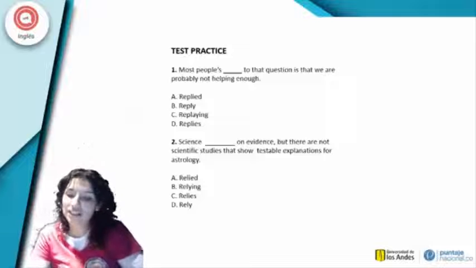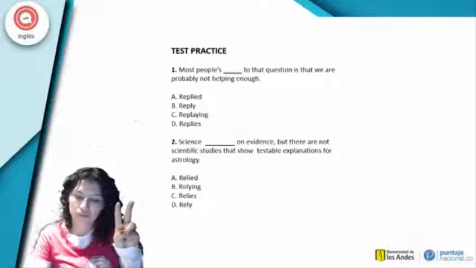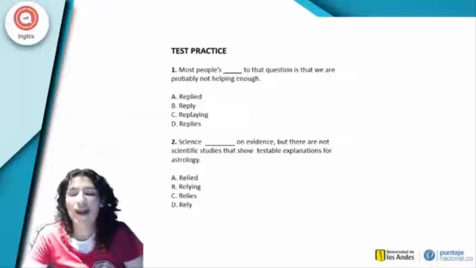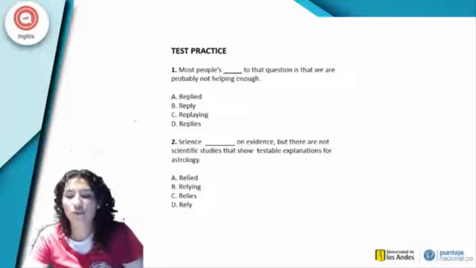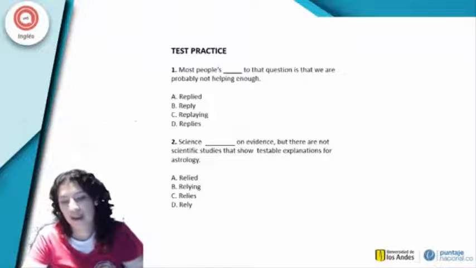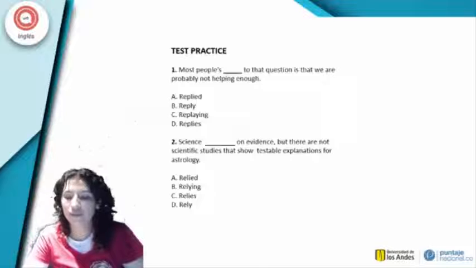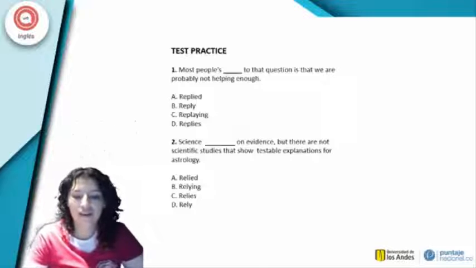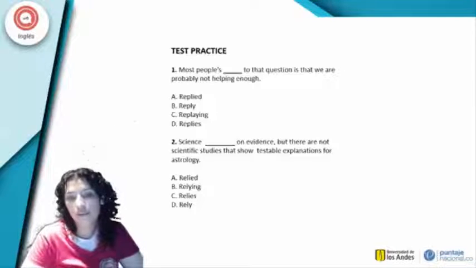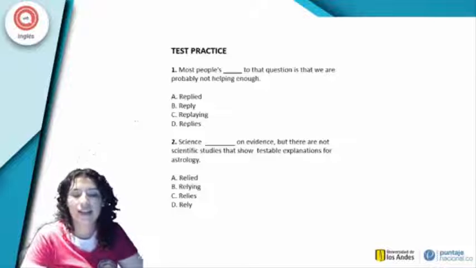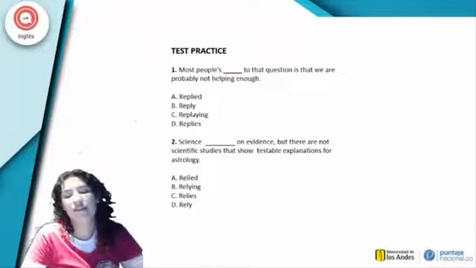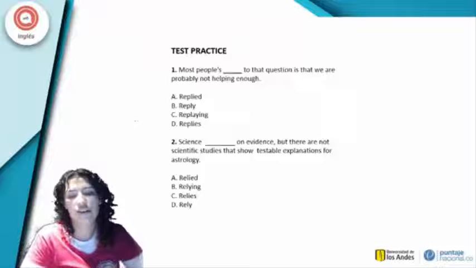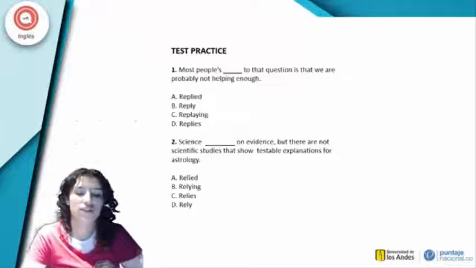Good. Now let's check number two. Put number two and your answer. Paola, as I said before, rely because we are talking in plural. People's opinion. So it is rely. Very good, guys. Number two is C. Because science will be in the third person, it. It relies on evidence, but there are not scientific studies that show testable explanations for astrology.